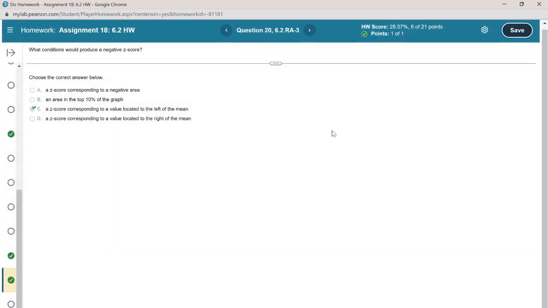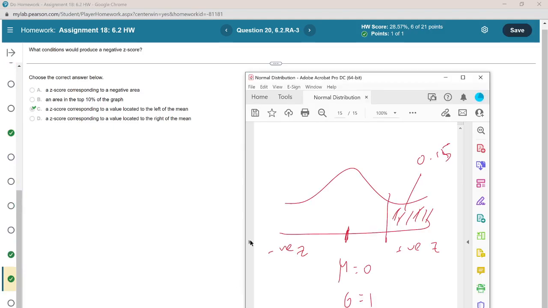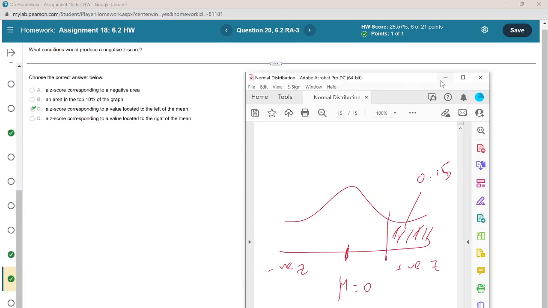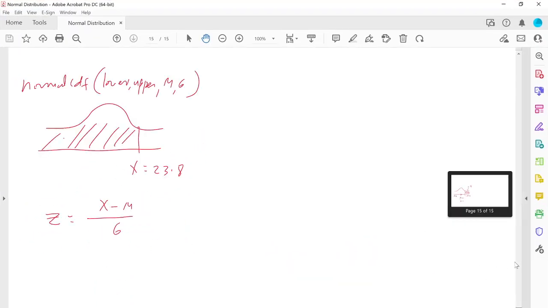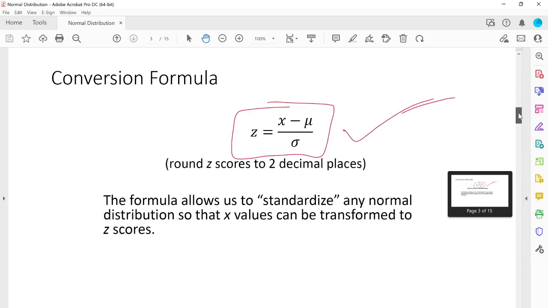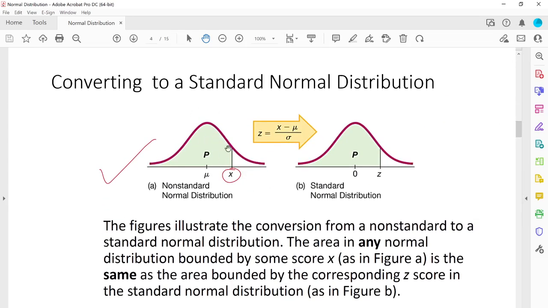Okay, so this is the application of normal distribution. The one last thing I would like to mention one more time: this is exactly the same as the previous section, but the only thing you have to do is convert your non-standard normal distribution to the standard normal distribution by using this formula, and you will be fine.